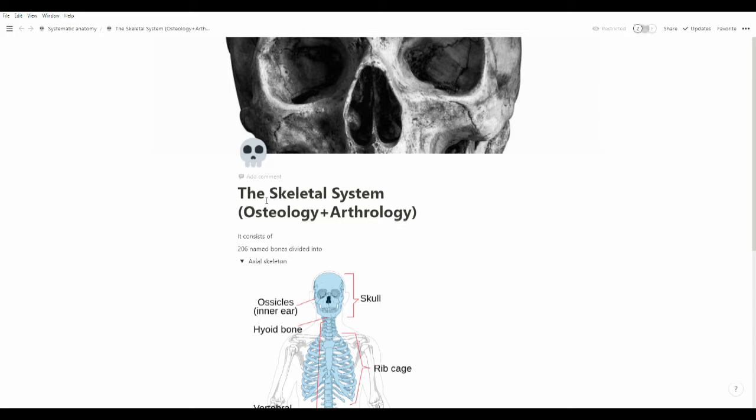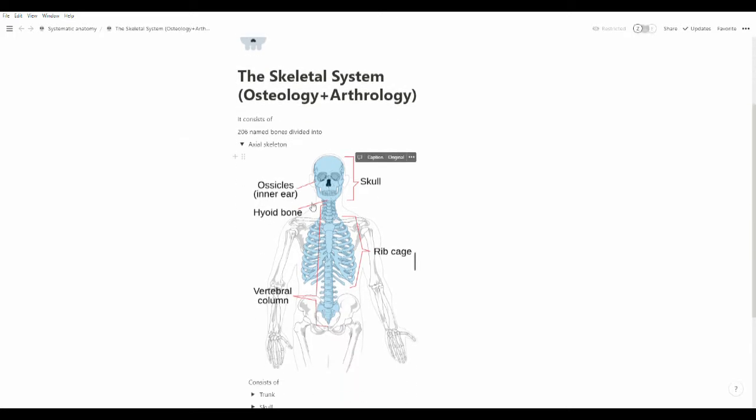Hello there. In today's video, we'll be talking about the axial skeleton in general, but more particularly, the skull. We know that the axial skeleton consists of the trunk and the skull, and the appendicular skeleton consists of the upper limbs and the lower limbs. Today, we'll only be talking about the skull.